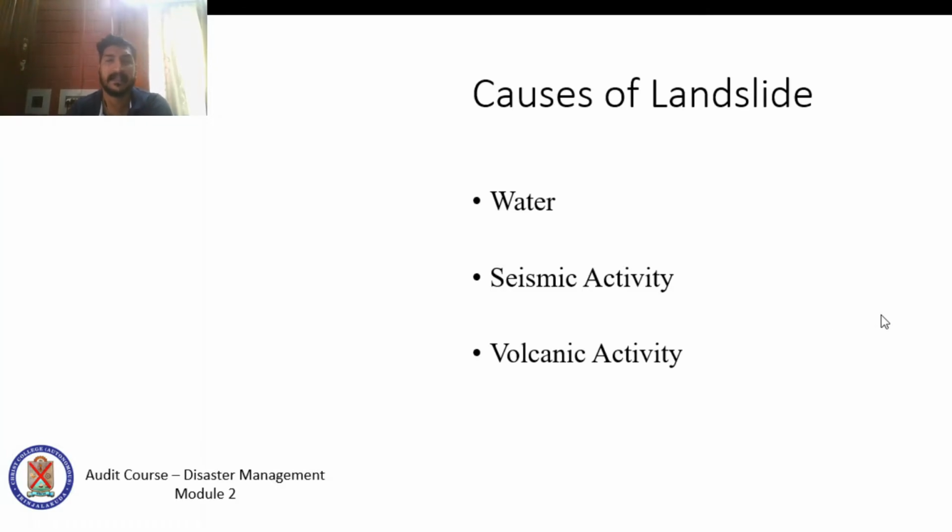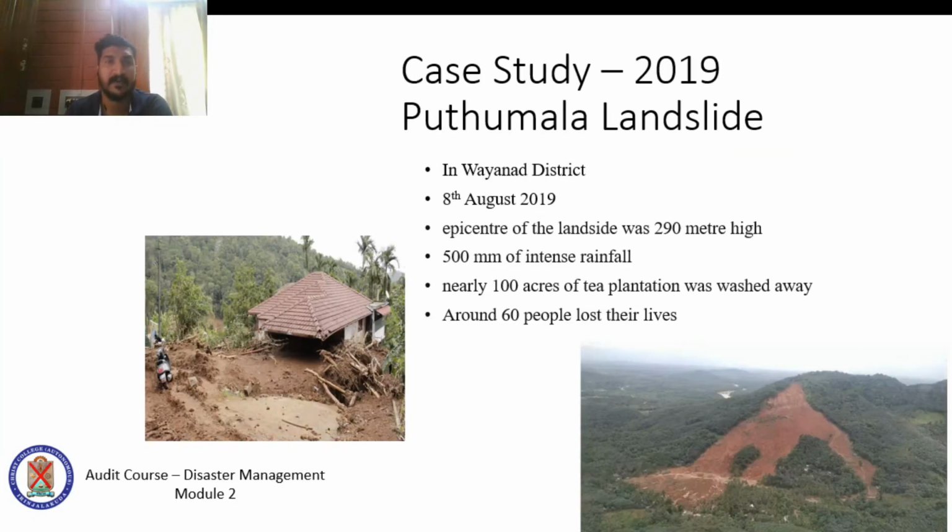So let's take as a case study the devastating landslide that occurred in the Puthumala area in 2019. As you all know, Puthumala is a plantation village near the Merapi, 20 kilometers away from Kalpetta town in the Wayanad district, and it is located around 1230 meters above the mean sea level. On August 8, 2019, due to heavy rainfall in the monsoon season, severe flood and landslide affected the state of Kerala. A massive landslide occurred in the Puthumala village.